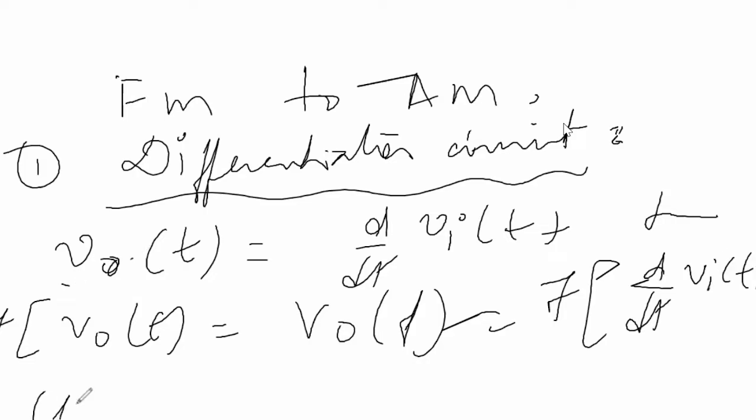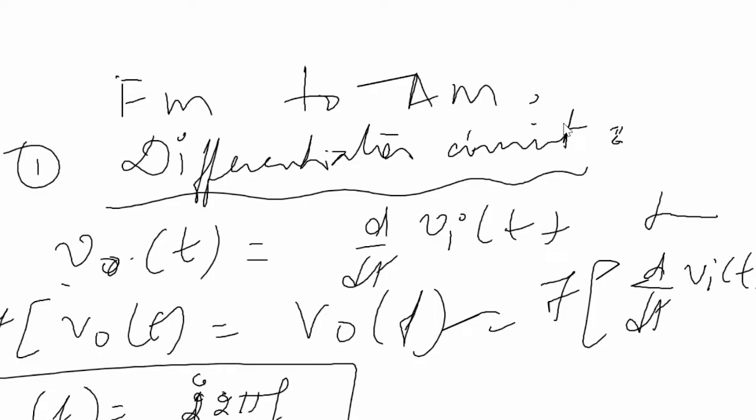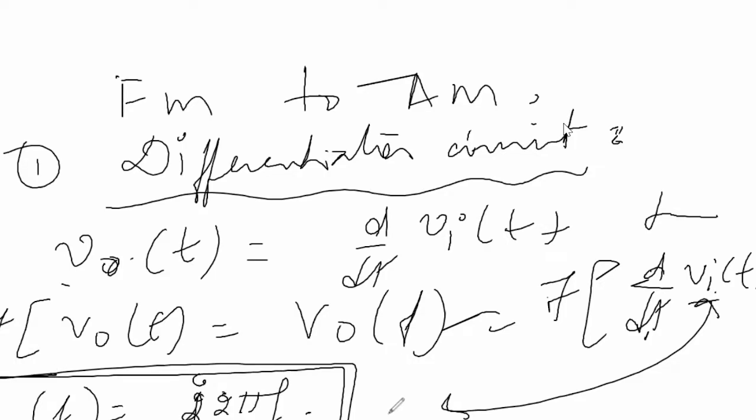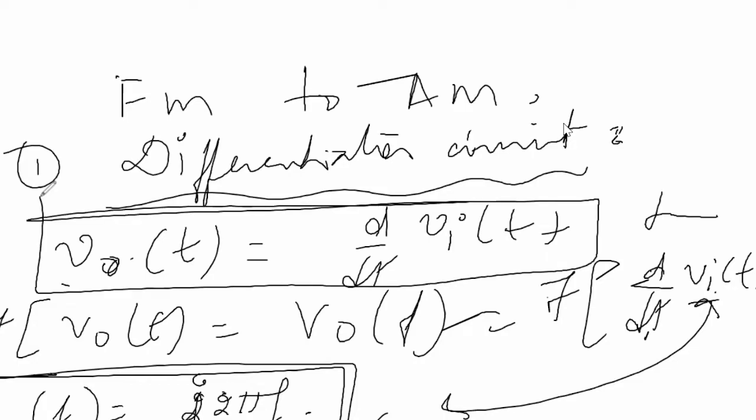So V0 of f becomes equal to j2 pi f times the Fourier transform of d by dt of Vi of t. According to the differentiation property of Fourier transform, the Fourier transform of d by dt of Vi of t is j2 pi f times Vi of f. So you get this equation. This is the relationship of differentiator in frequency domain, and this is the relationship of differentiator in time domain.